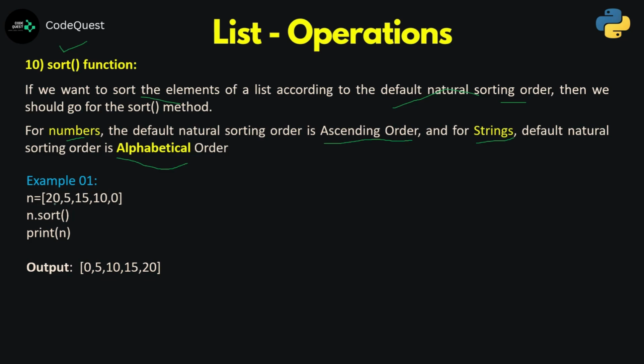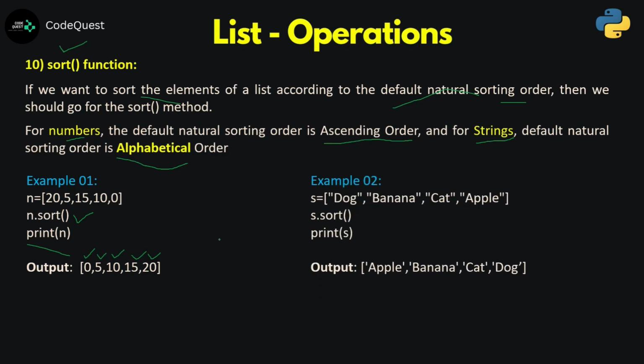Here we have taken all of them as numbers. When I apply sort on this list and print, I can see that all these numbers are in ascending order. Now, if you apply sort on a list carrying strings, you can see the first character of each of them will take alphabetical order, meaning apple will be the first element, banana the second, cat the third, and dog the fourth. So when I print this, we get these 4 items.